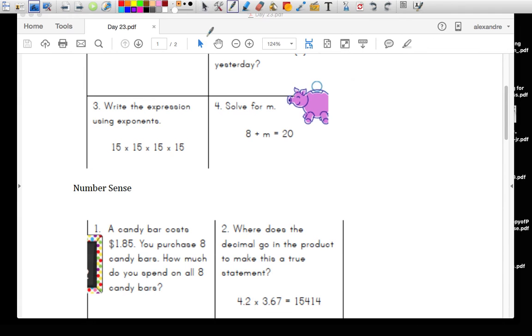Write the expression using exponents. This is 15 is the base. It's being multiplied by itself 4 times. There you go. Solve for m.